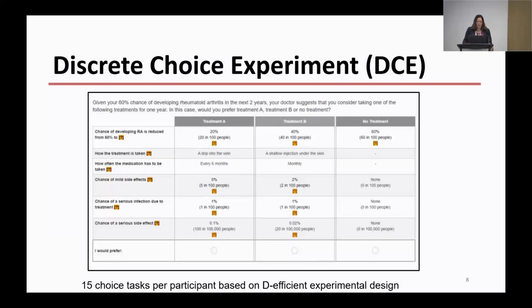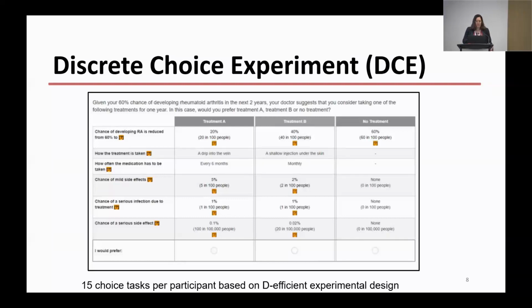So treatment A is in the first column. You can see that the chance of developing RA is reduced from 60% to 20%. So that's the first thing the patient might notice. Treatment B doesn't reduce it as much. It goes from 60% to 40%.